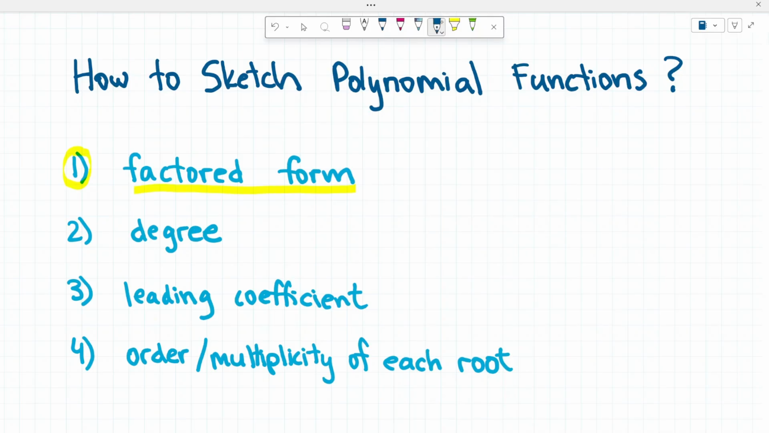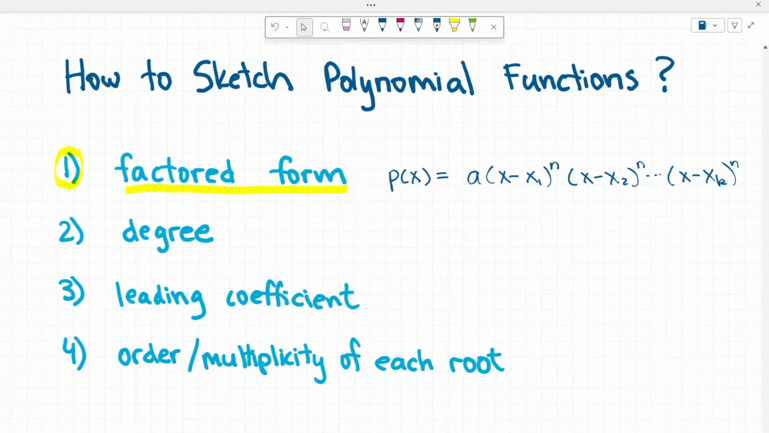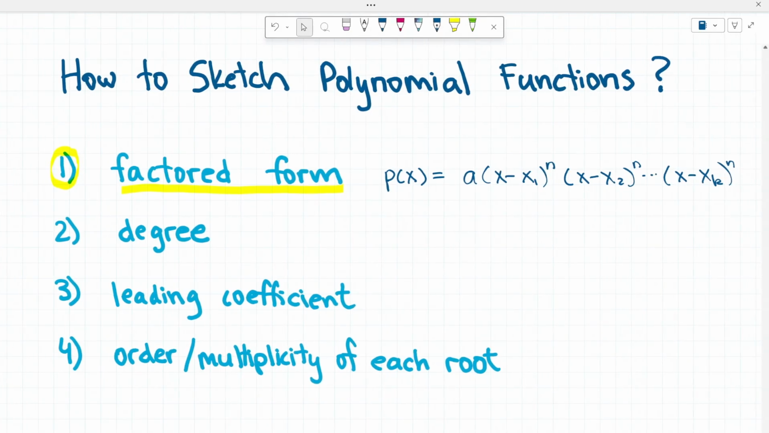Well, what is factored form? Factored form of the polynomial is as follows. You might have some polynomial p of x equals a times (x minus x1) to the power of n times (x minus x2) to the power of n, and so on. You can have (x minus xk) to the power of n. So in this case, you have k different roots, so k roots.